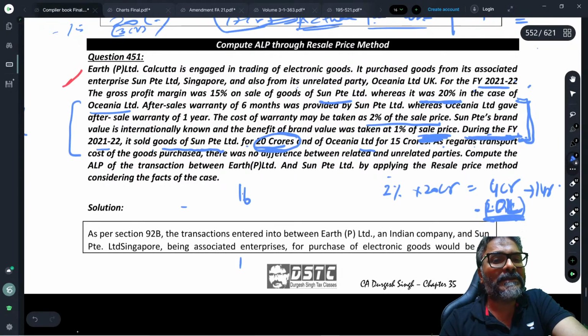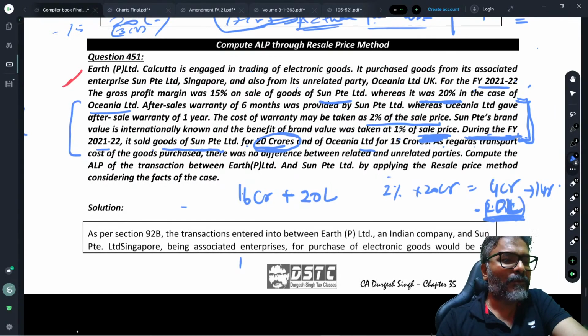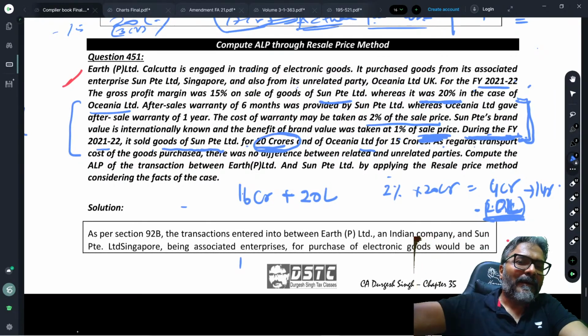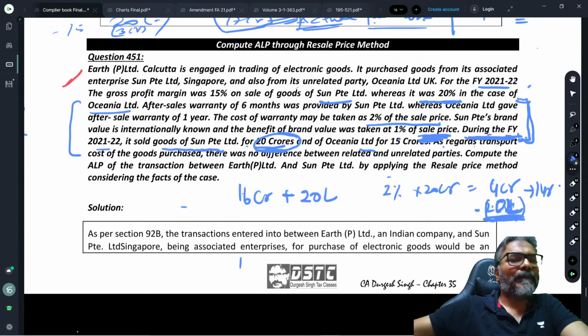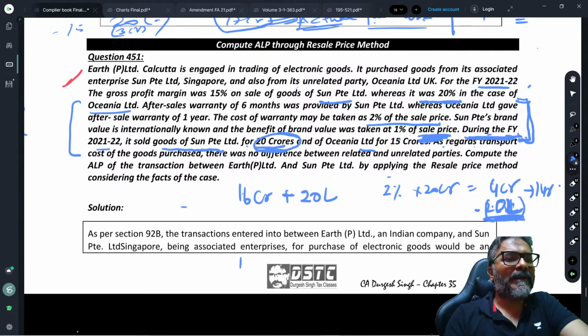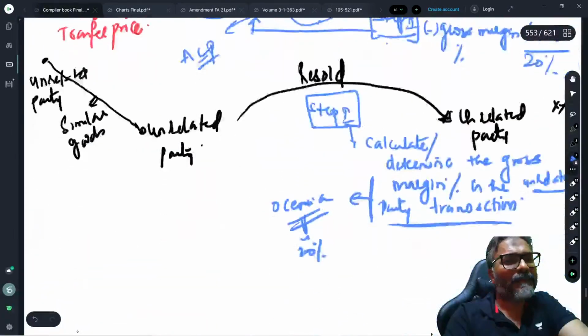And how do I do that, friends? In that case, I will add 1% of selling price. So 1% of selling price would be how much? 20 lakhs. So effectively, I add 20 lakhs and I'm reducing 20 lakhs. So it's actually one and the same. It doesn't make any difference.